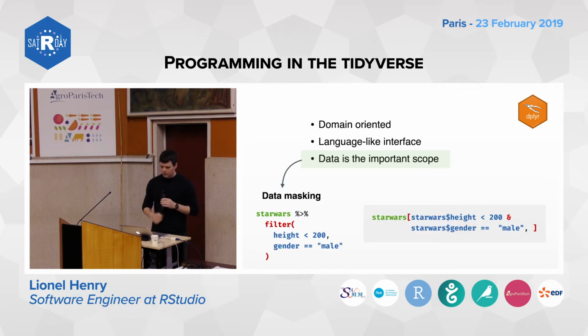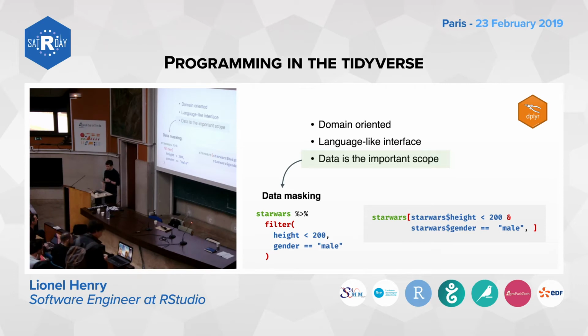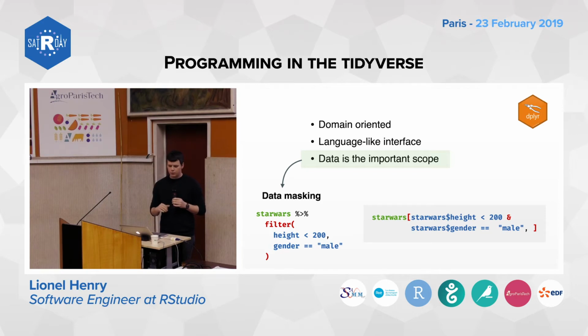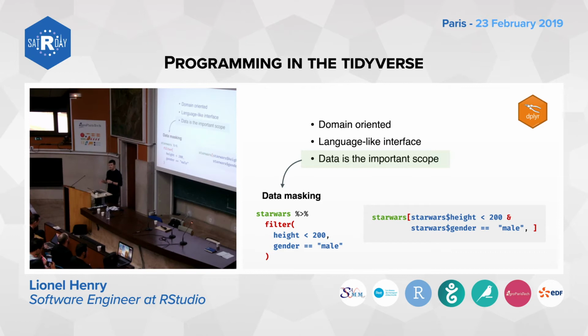So one important feature of this language-like interface is that data is the important scope. You can refer to your columns directly in these expressions. Technically we call this data masking. Here we have a filter expression, and we say that we want the observations whose height is lower than 200, and you can refer to this column directly. The equivalent code without data masking is on the right, and there you have to be specific about where the variable comes from.